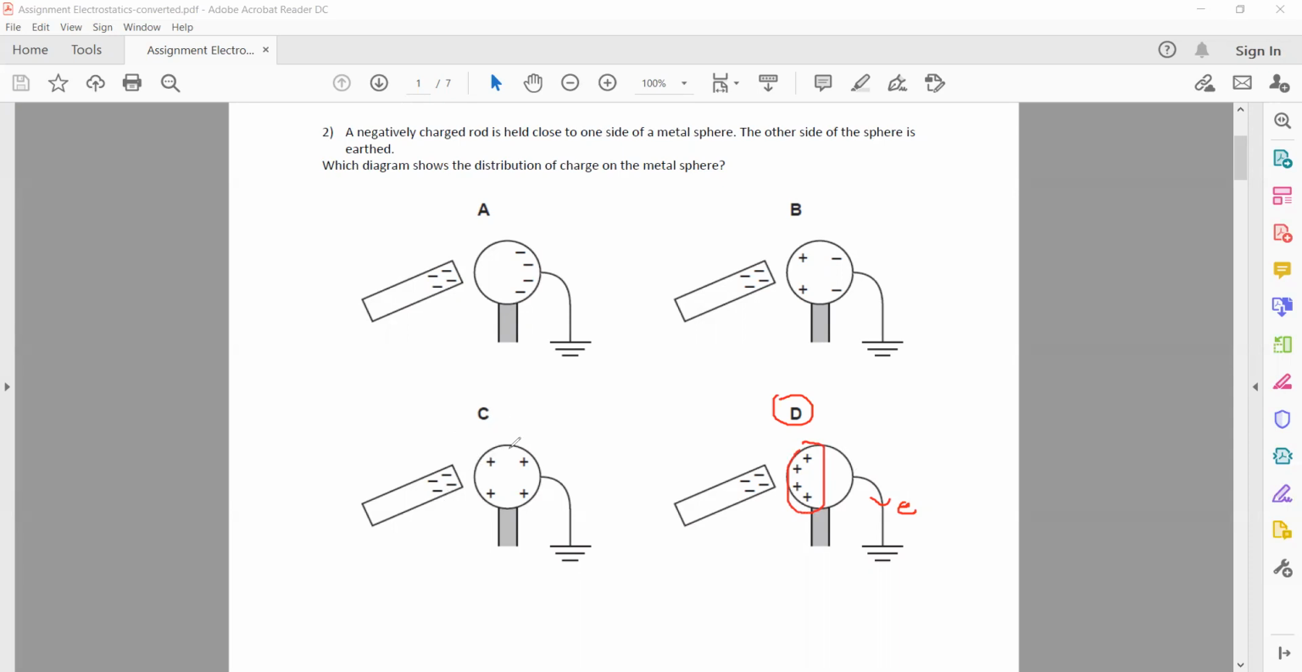Why is this not the answer? Because it is not equally distributed, because there's a charged rod. That's why most of the positive charges are towards the charged rod.